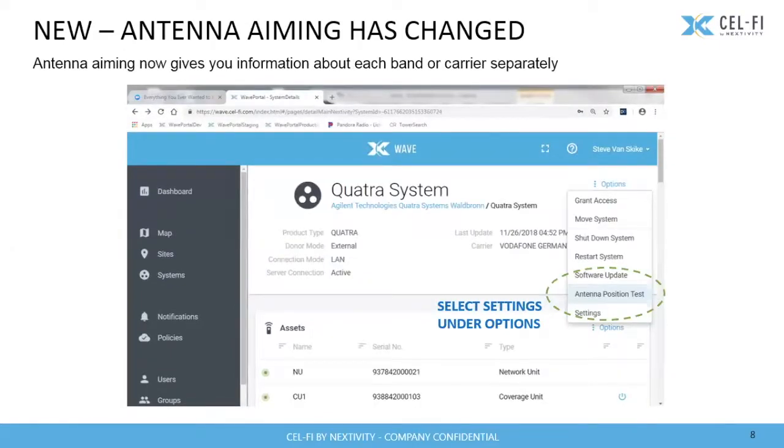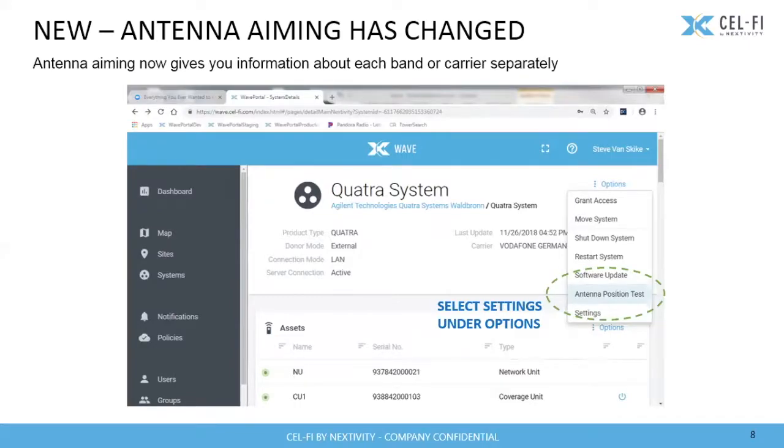The next feature is a change to antenna aiming. Before, what the system would do is test the number of samples over 1 to 5 minutes for a given antenna direction, and it would give you a score. And after testing numerous positions, you would choose generally the highest score, which would be in green. This is different now, especially since we have the Quatra 2000, which is multiple carrier. We need more information, right? So that's why the antenna pointing algorithm has been updated.